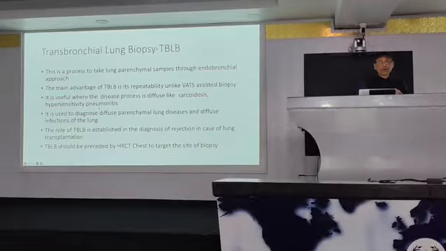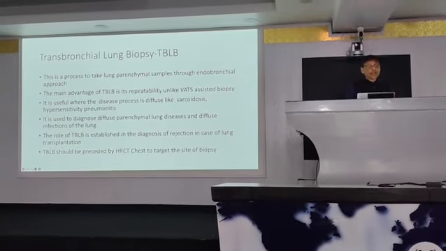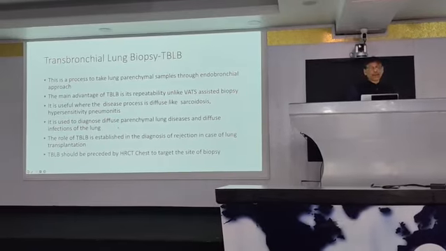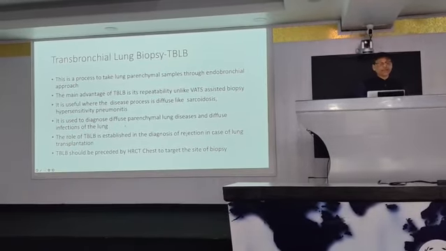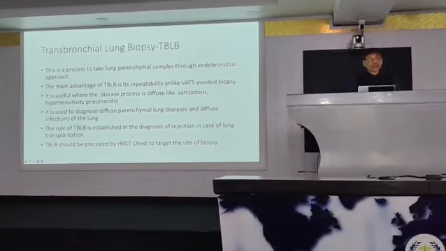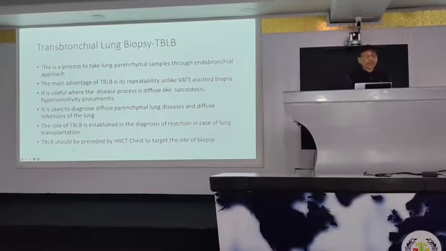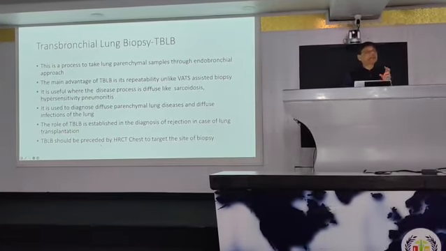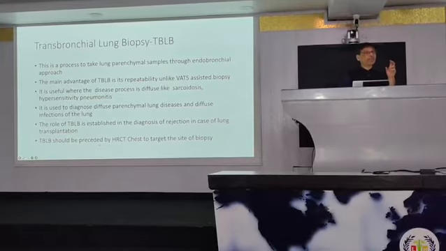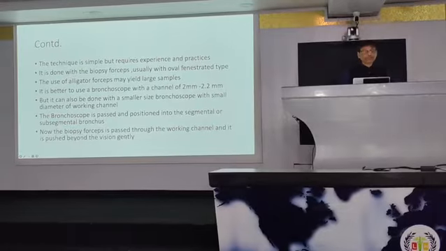So it is useful where the disease process is diffuse, like sarcoidosis and hypersensitivity pneumonitis. It is used to diagnose diffuse parenchymal lung disease and diffuse infections of the lung. The role of TBLB is established in the diagnosis of rejection in lung transplantation. This is very useful in such patients. TBLB should be preceded by HRCT to target the site of biopsy. So before doing this, do HRCT and target the site of biopsy.